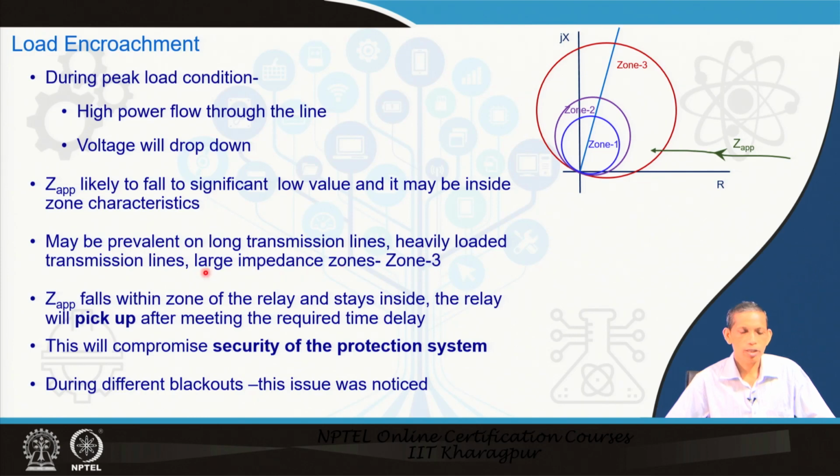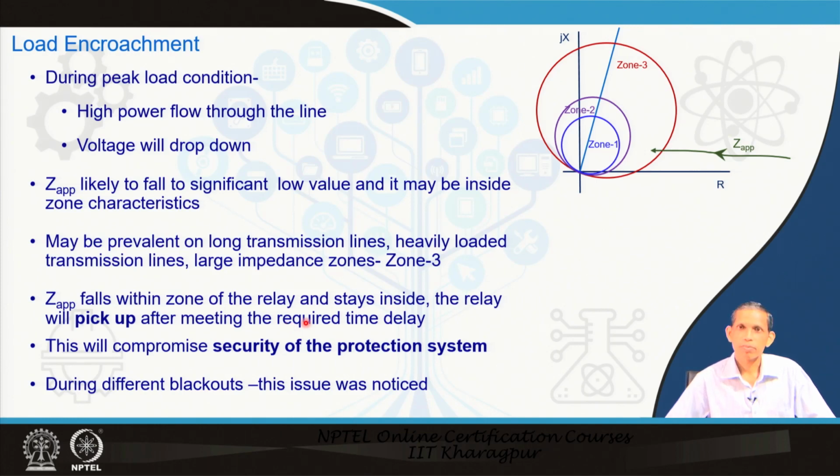If it is a heavily loaded transmission line, we have already observed the P plus jQ term will be more, and if the subsequent lines are also longer, then zone 3 will be further larger. So, if the Z apparent falls inside any of the characteristics, then the relay will pick up, subject to it meeting the associated time delay.